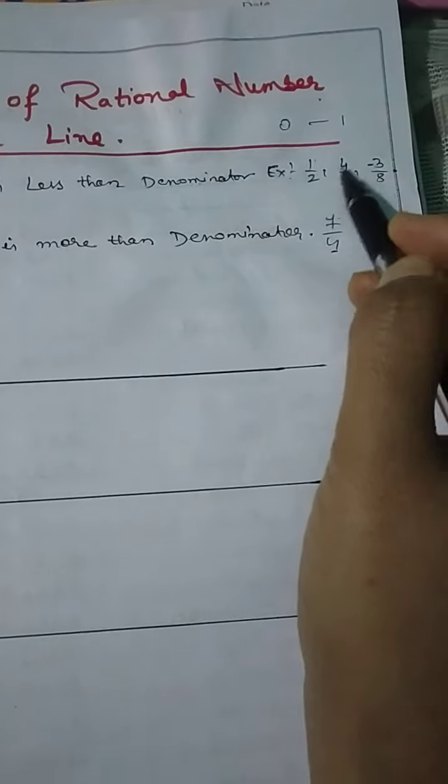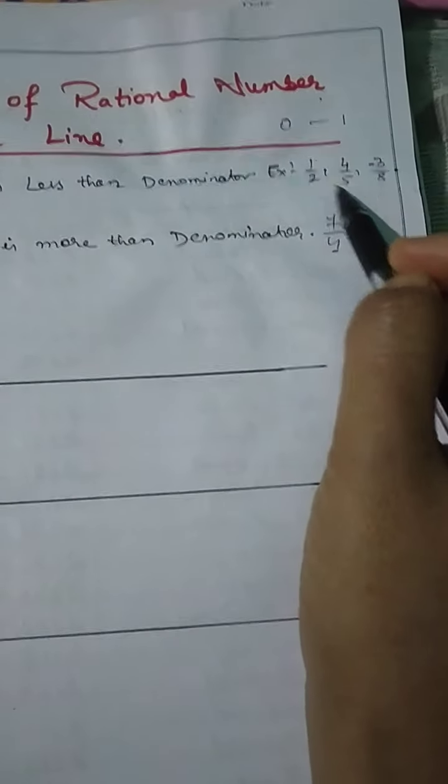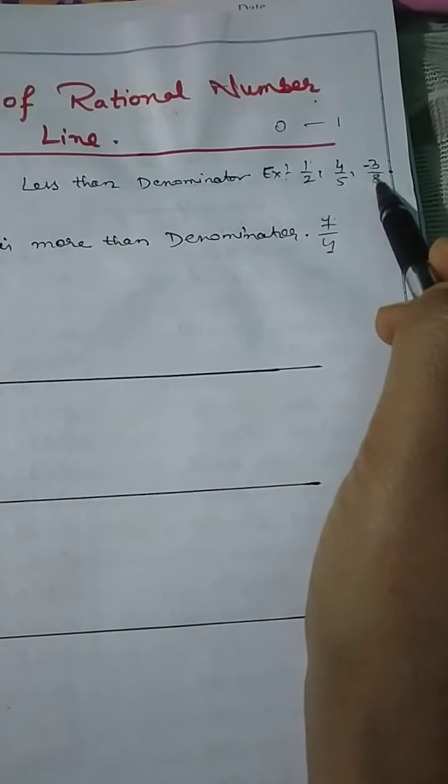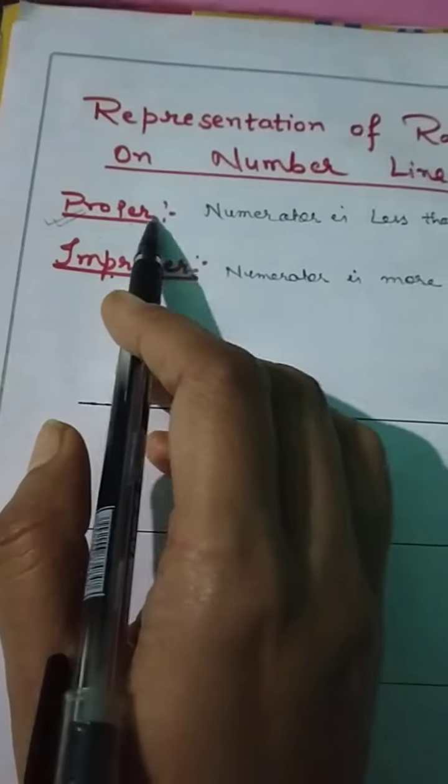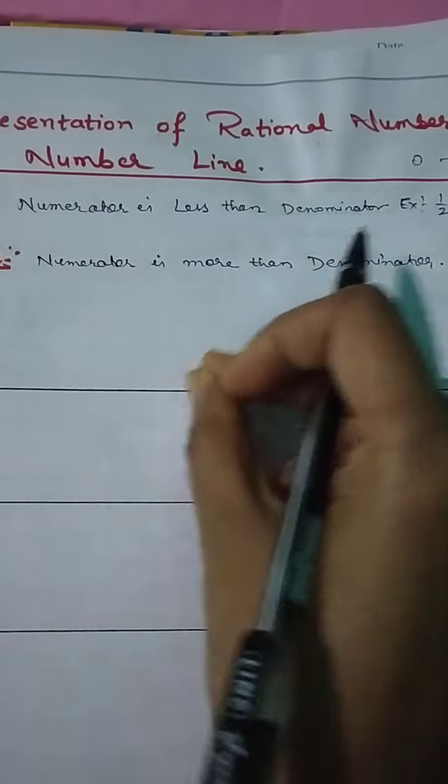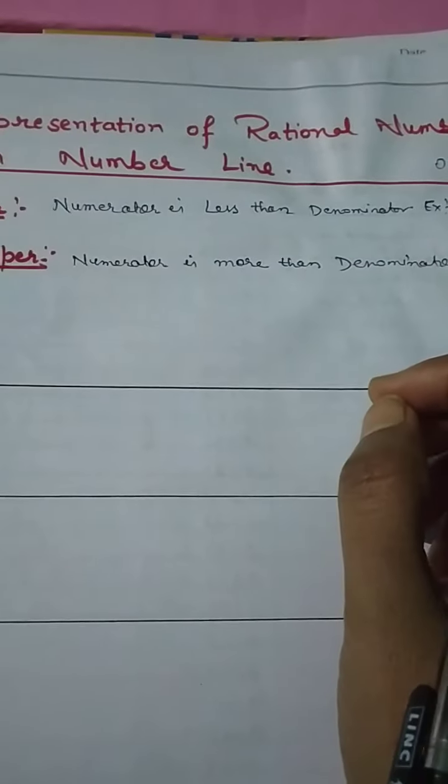4 by 5, its value is also 0 point something, so its value also lies between 0 and 1. Similarly, all proper rational number values lie between 0 and 1. You can divide and see.